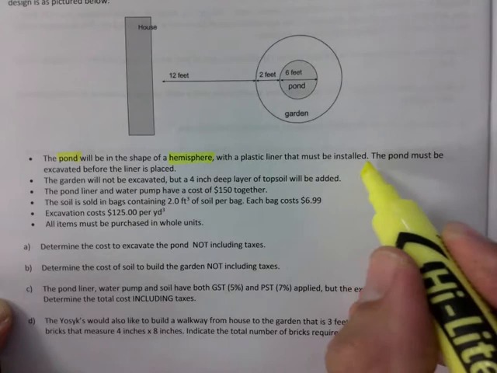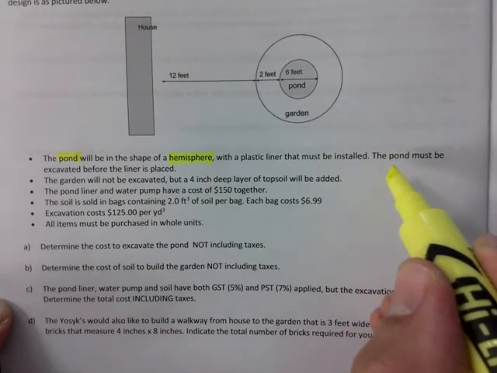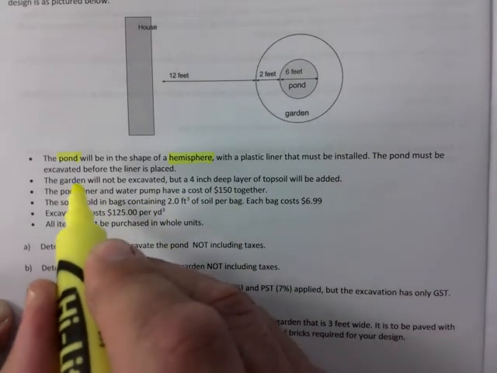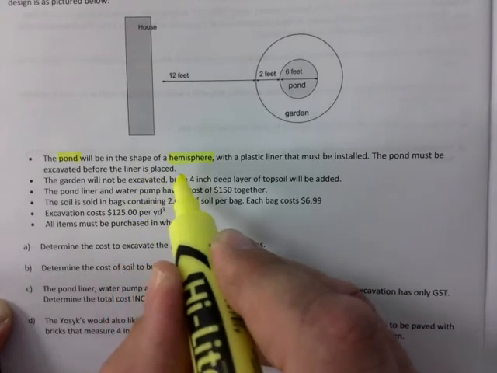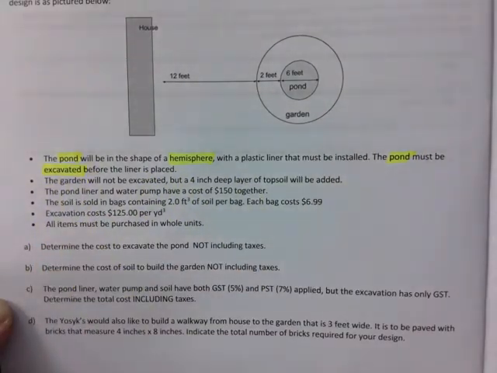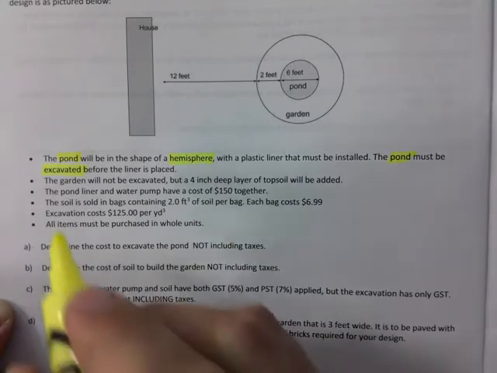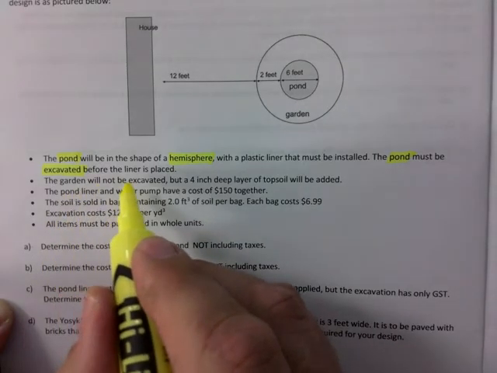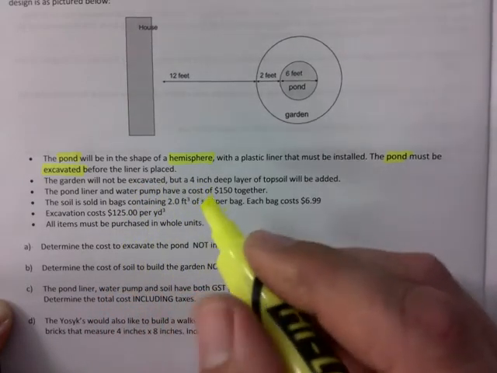Plastic liner must be installed. The pond must be excavated before the liner is placed. So the pond has to be excavated before the liner will be put in. The liner is just like a fabric, right? It's almost like a thin layer that you put in that keeps the water inside. The garden will not be excavated, but watch this.